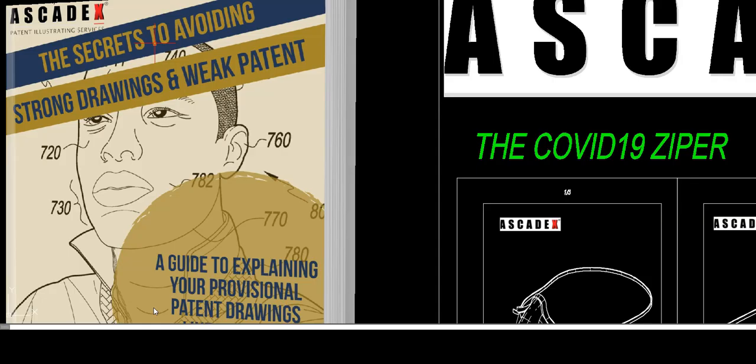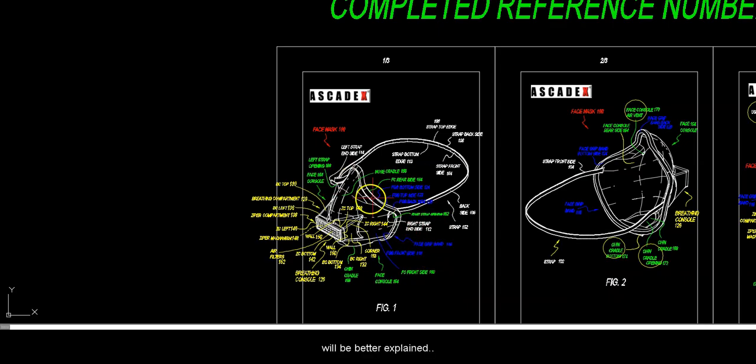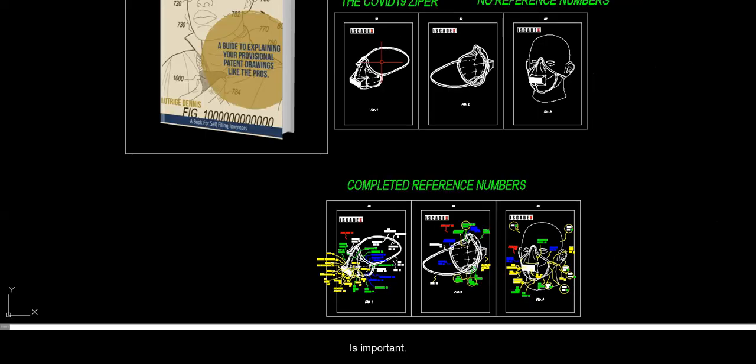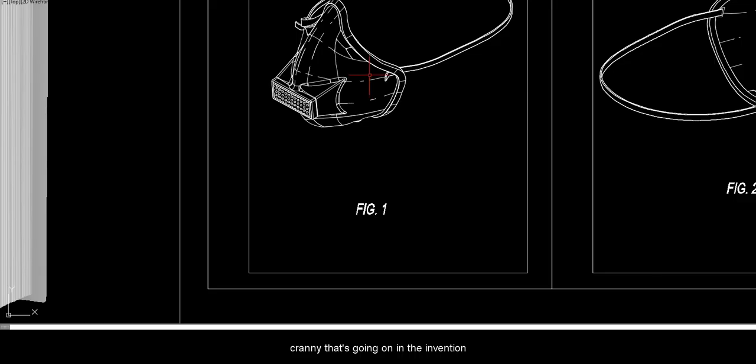I want you to think about it like this. Provisional and non-provisional patent application drawings are created to be explained. The explanation of the invention is within the drawing. So this drawing down here will be better explained than this drawing. If you just send this drawing to the patent office, nobody will know what's going on. And also, whatever you explain is important, because if you don't bring out all of the details, the juice, and every little nook and cranny that's going on in an invention that is important to you, then that information will be left out.